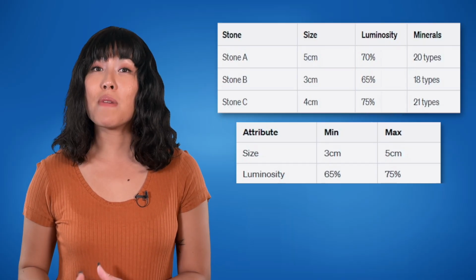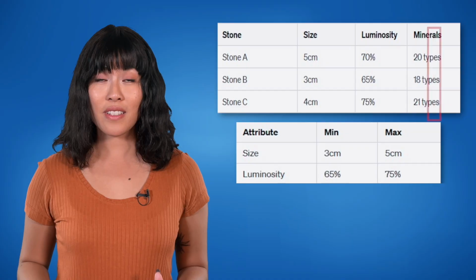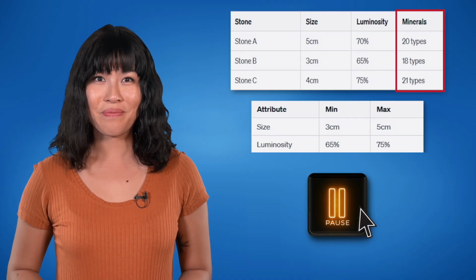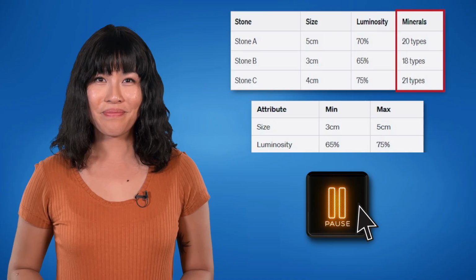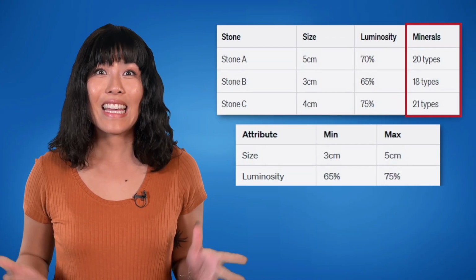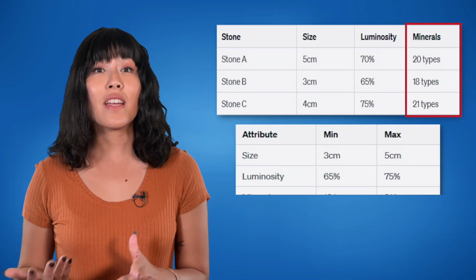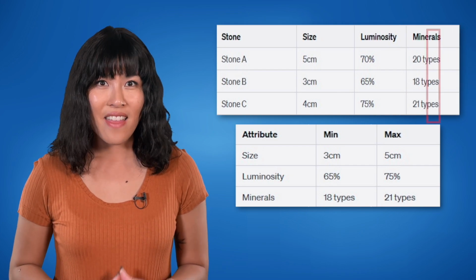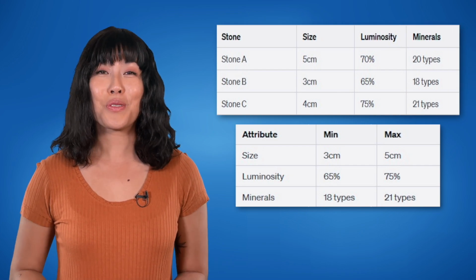Lastly, we have mineral count. Can you finish the chart? Take a moment to complete it on your guided notes sheet. Great! 18 is our minimum and 21 is our maximum. Great job! We now have a data set that categorizes Pyrox stones.